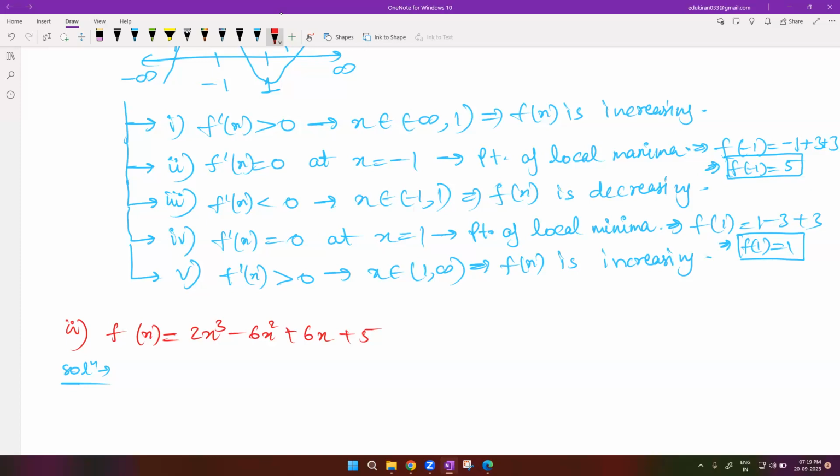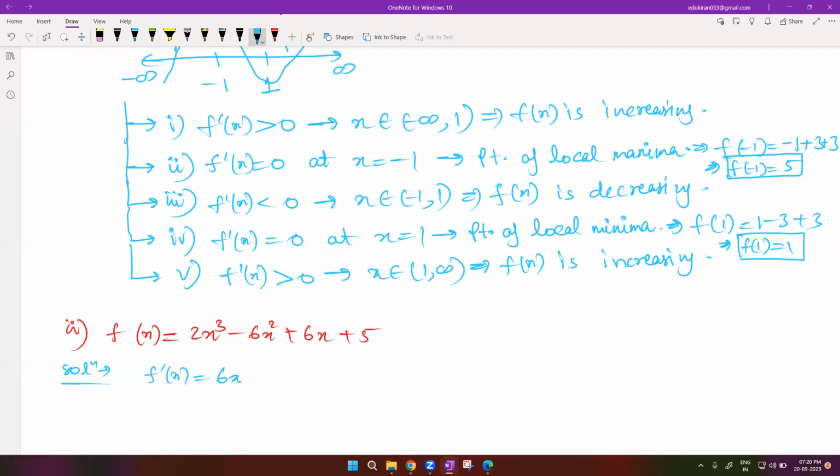Anji, what is f dash x? Let's go through step by step. Whenever you find out f dash x, any one of you, please feel free to speak or mic on करके. 6x square minus 12x plus 6. Acha. Can we factorize this more further?